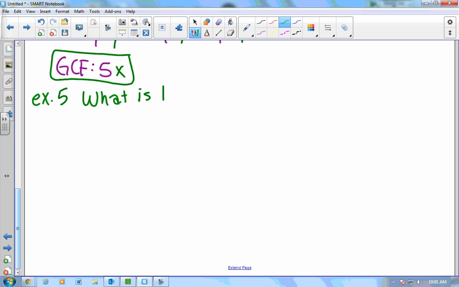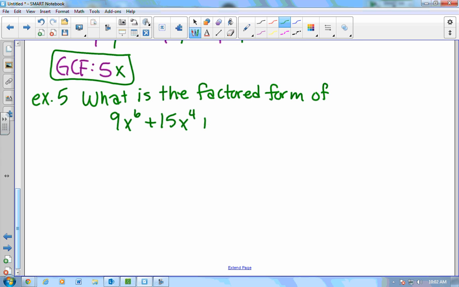What is the factored form of 9x to the 6th plus 15x to the 4th plus 12x squared? Okay, so I'll step you through this one first and then you can try one in a minute. The first thing, step 1, is to identify the GCF.